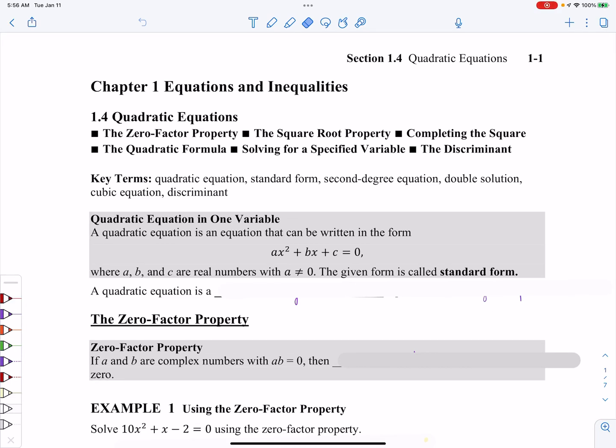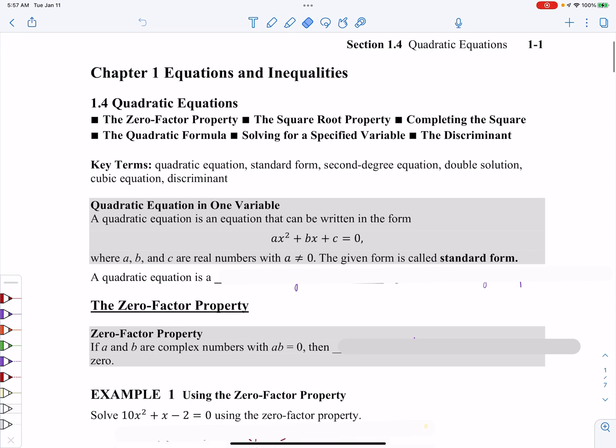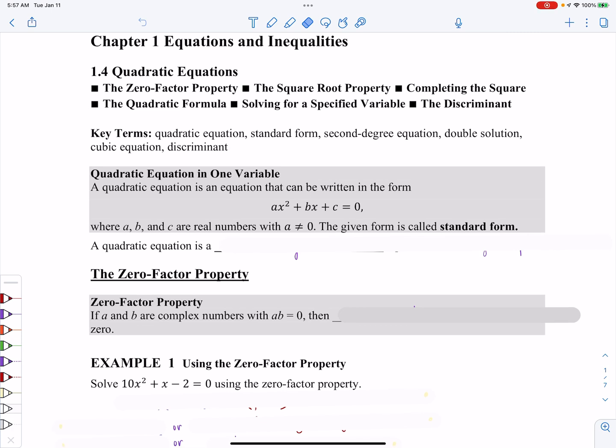Hey folks, this is going to be a video on section 1.4. It's actually going to be split into several shorter videos so that it's a little bit easier to manage and you can go through and only watch what you need to if you are reviewing the concepts. All right, so this first video in section 1.4, let's just introduce the concept of quadratic equations.